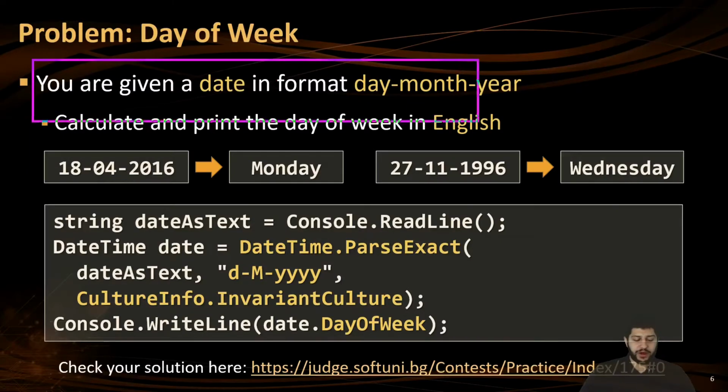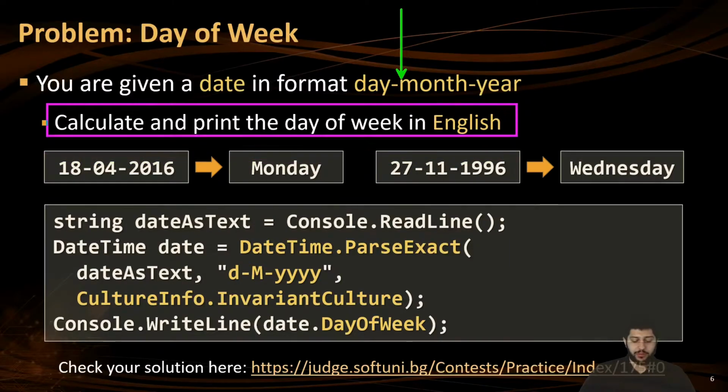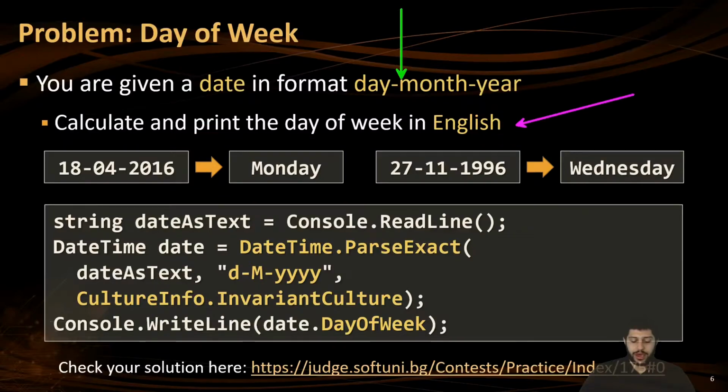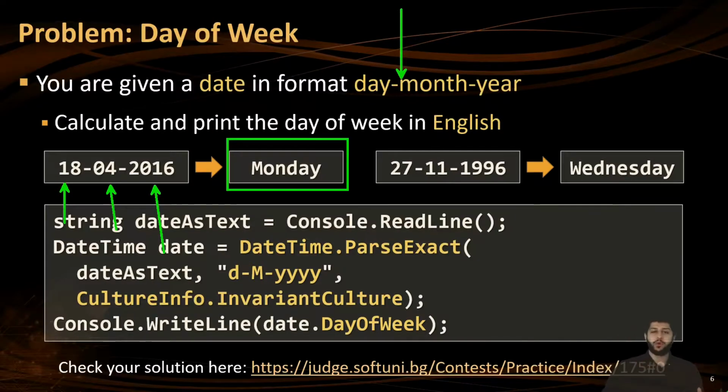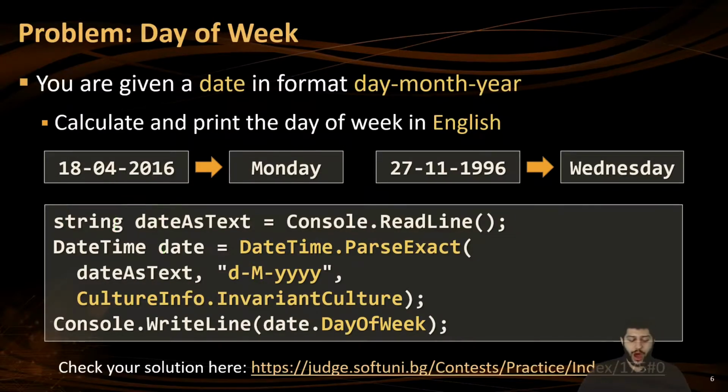So you're given a date in format day, month, year. And we need to calculate and print the day of the week in English. So we get a certain date, like this, 18/04/2016, 27/11/1996. And we need to get the exact day of the week in English. So how do we do that?